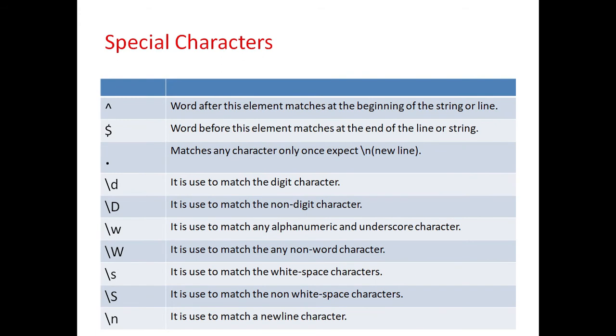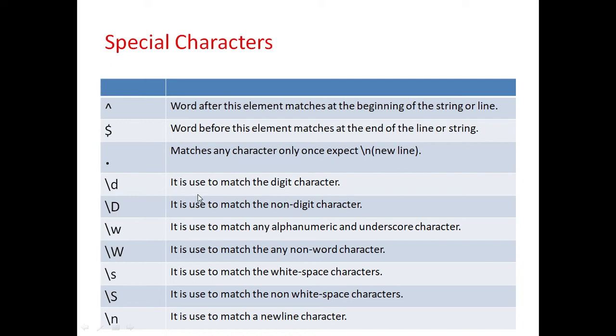Next we will see special characters. Caret is used to find that the word after this element matches at the beginning of a string or line. Dollar is used to find that the word before this element matches at the end of a line or string. Dot is used to match any character only once except the new line character.